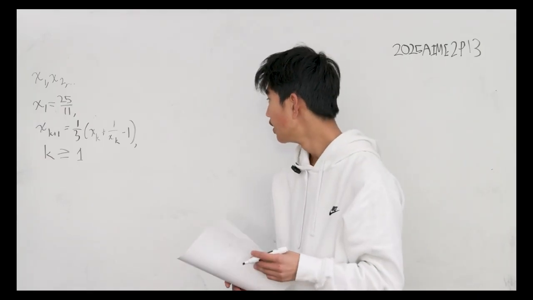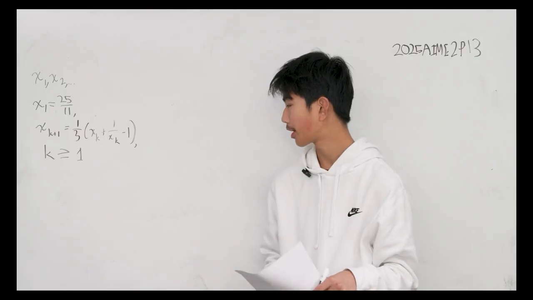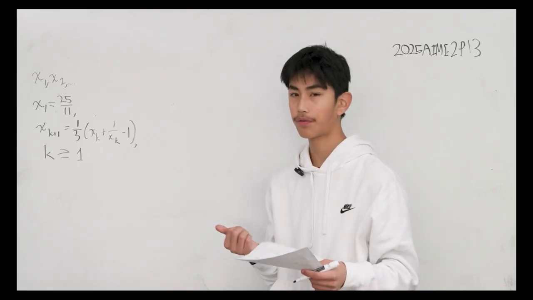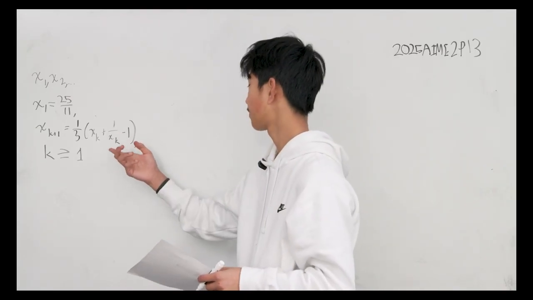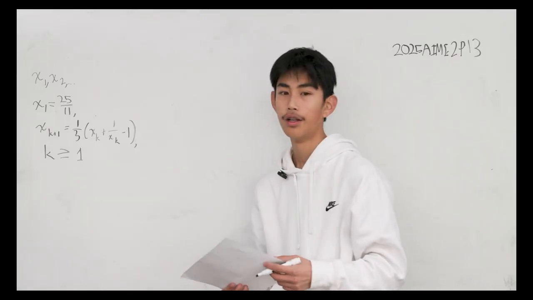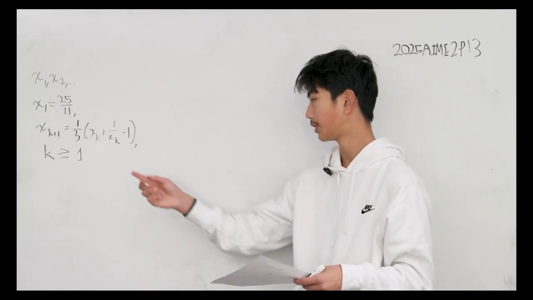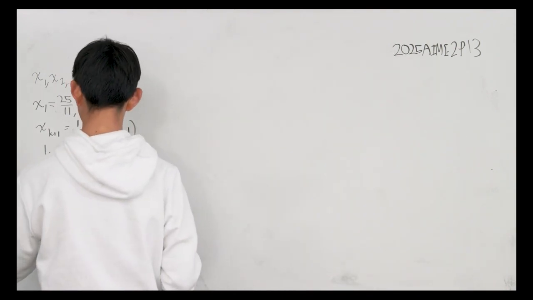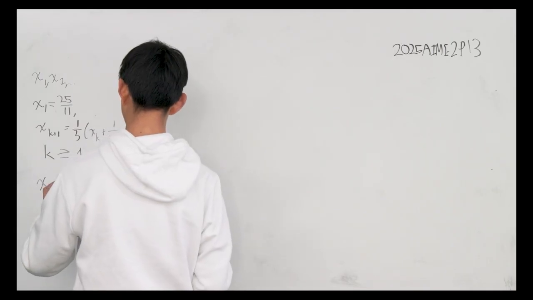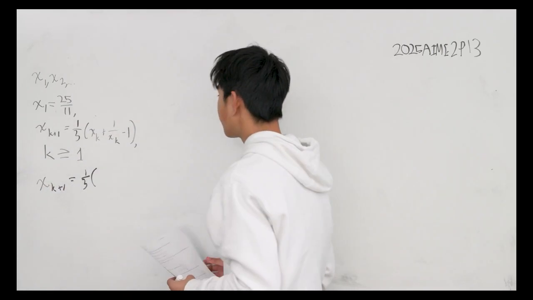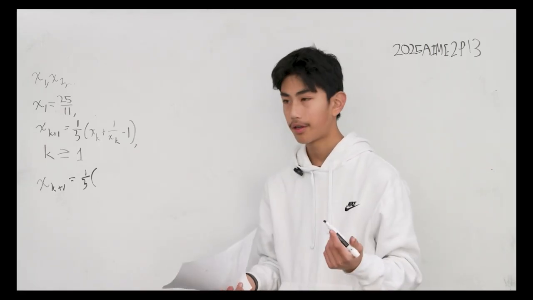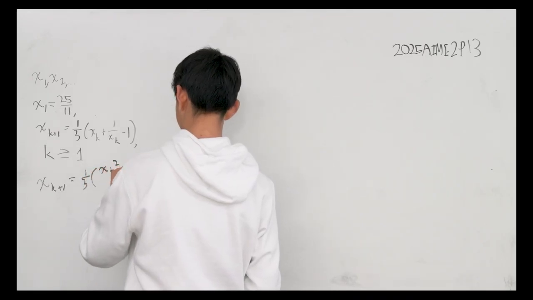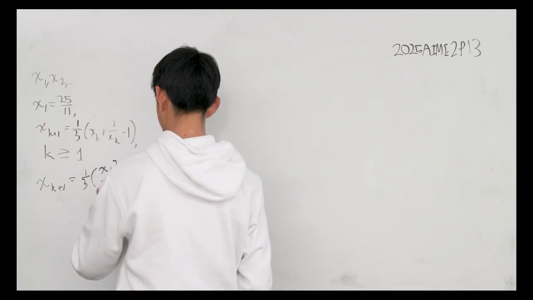So for this problem, it begins with some algebraic manipulation right here. We see that this is not at its simplest. We don't like how it looks here because we have a reciprocal, and we don't like that. So what we want to do is first simplify this a little more. So we can do x sub k plus 1 equals 1/3, and we just put x sub k in the denominator. So this is x sub k squared minus x sub k plus 1 over x sub k.